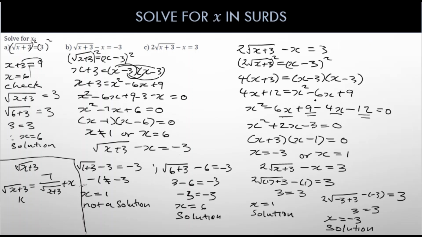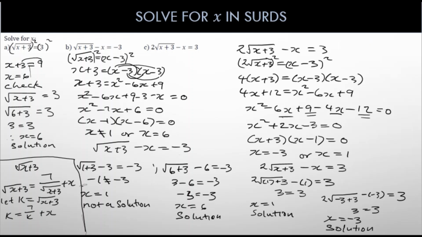So what you are going to do is let root x plus 3 equal to k. So then now this is k is equal to 7 over k plus x, and this is going to be easier for you to solve. So whenever you see a root appearing on both sides of the equal sign, let it equal to k and solve it as though you're solving a quadratic.